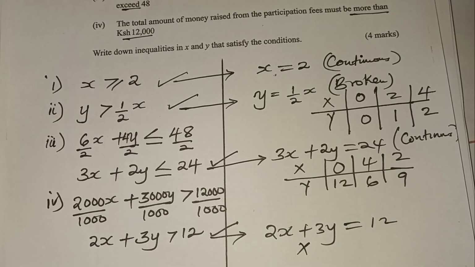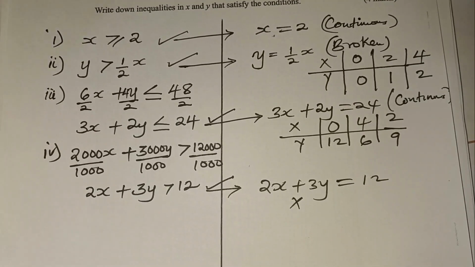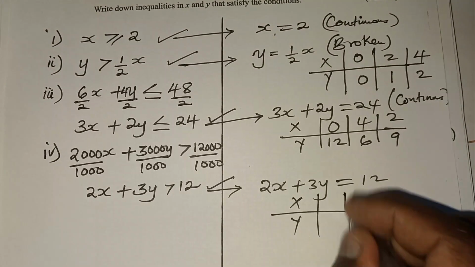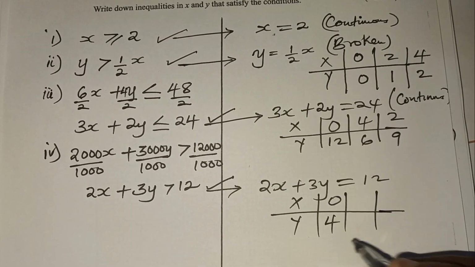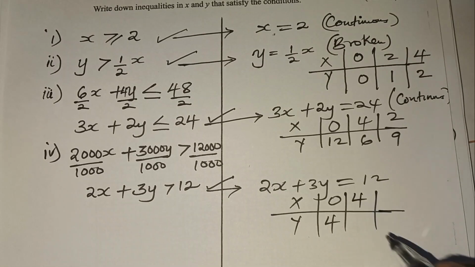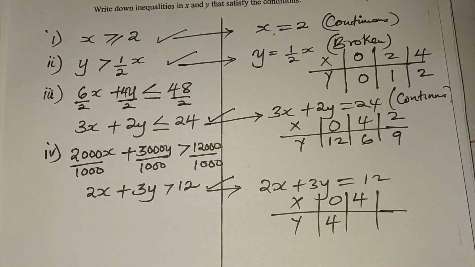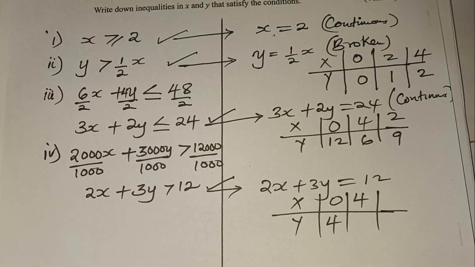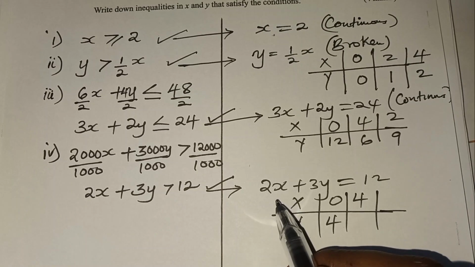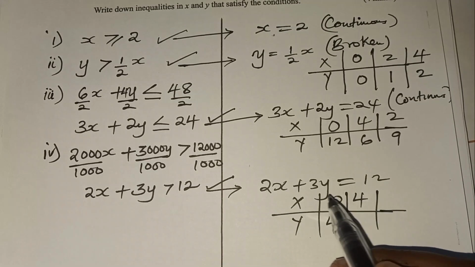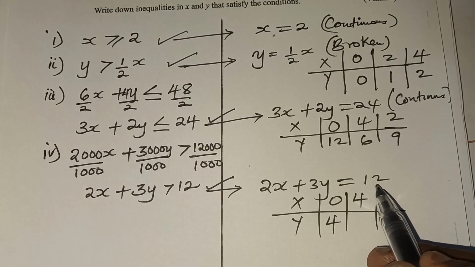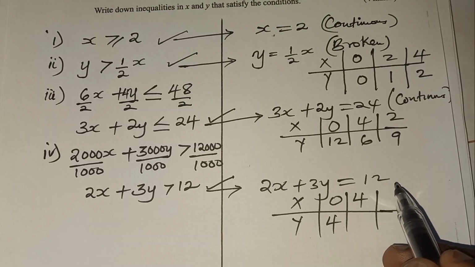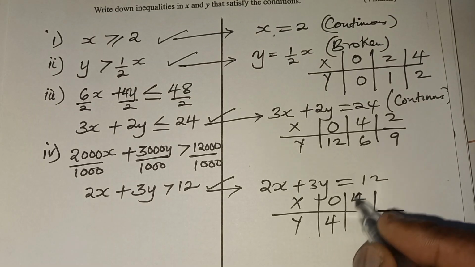So again, create a table here. When x is 0, y will be 4. When x is 4, this will be 8. Let me see. When x is 4, you should be careful when you're choosing the values that you don't get decimals. Make it easier to draw. So this will be 8. 12 minus 8 will be 4. So that will not be efficient. So let me use 3 instead.